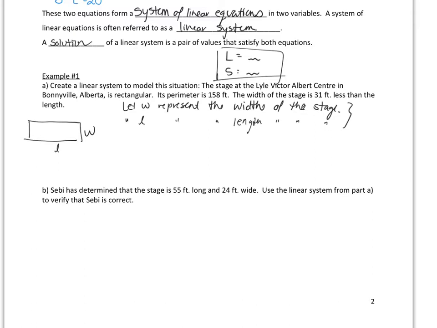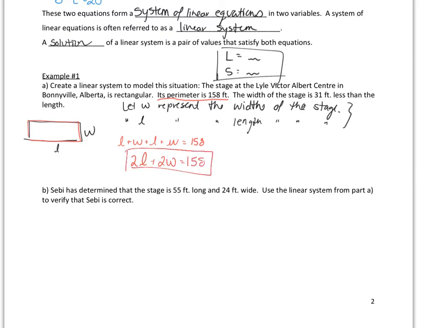There are two equations we need to make from this data. The stage is rectangular and its perimeter is 158 feet. With that number and my two variables, I should be able to get an equation. Remember, perimeter is where we would walk all the way around the stage. So I could say that it was L plus W plus L plus W, and that'll equal 158. We can simplify this to 2L plus 2W equals 158. So that's our one equation.